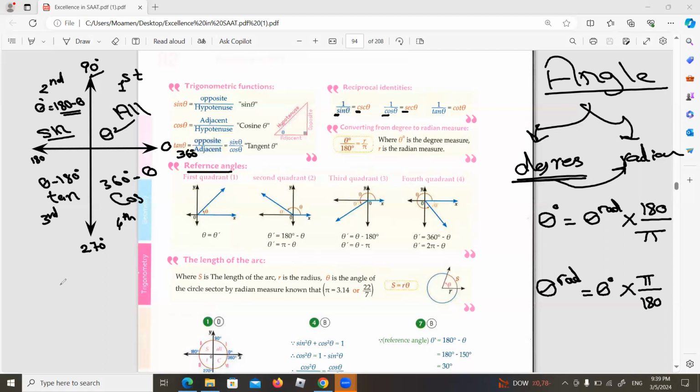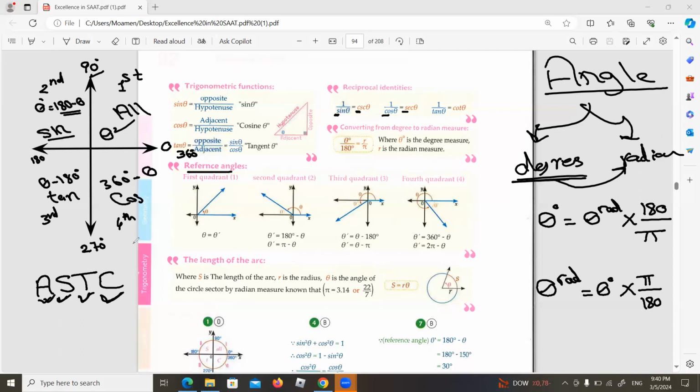And this rule is called the ASTC rule. A refers to all. And then S means the sine is positive. And then tan. And then cosine. So this is called the ASTC rule, or all, sine, tan, cosine. So all are positive in the first quad, sine and its reciprocal in the second quad, tan and its reciprocal in the third quad, cosine and its reciprocal in the fourth quad. Pay attention about this.